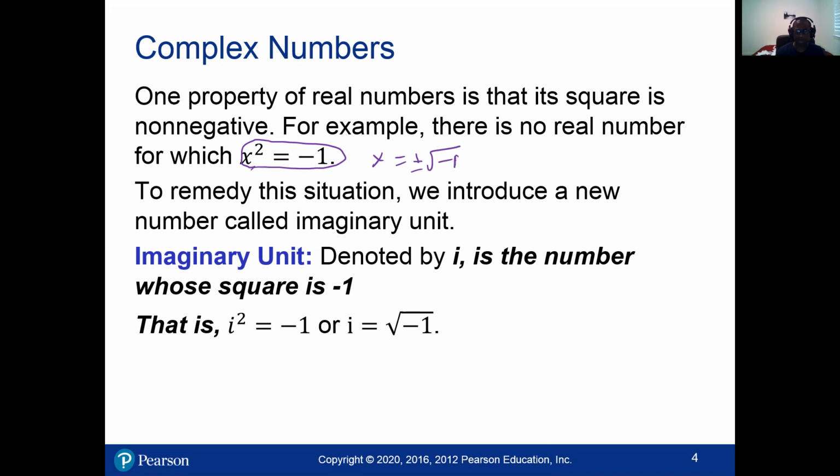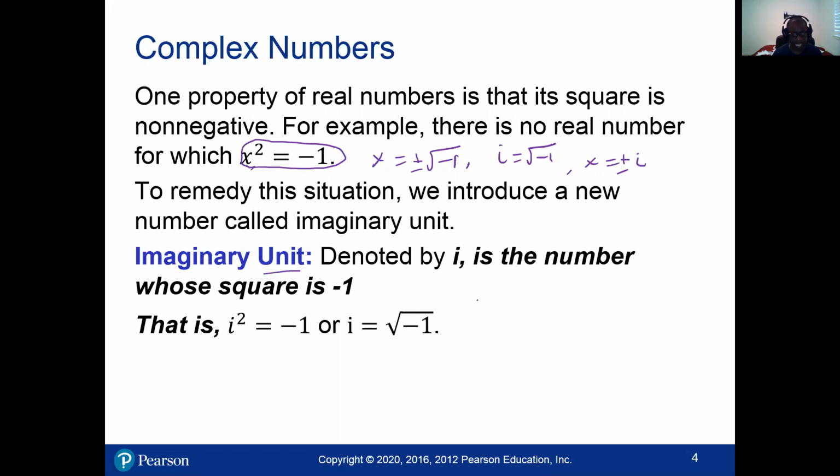Therefore, we have to extend the real number system to get what we call the complex numbers. We're going to denote the imaginary unit: i is equal to the square root of -1. So for this equation, if I solve it, I have x is equal to plus or minus i, where i is equal to the square root of -1.